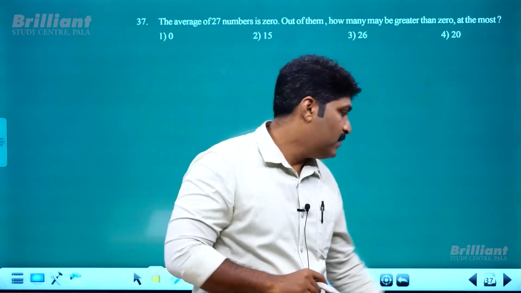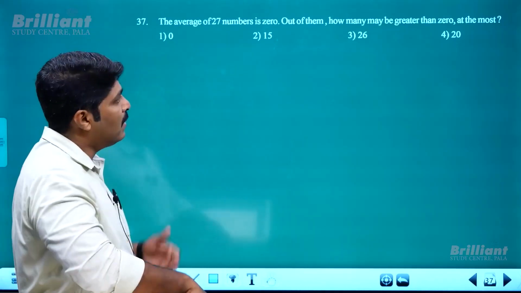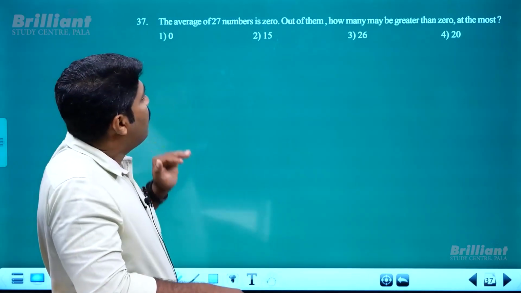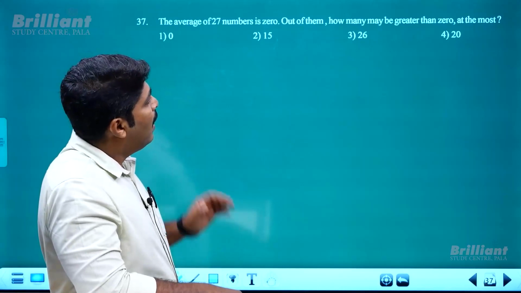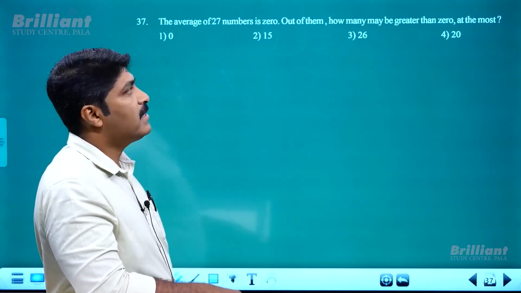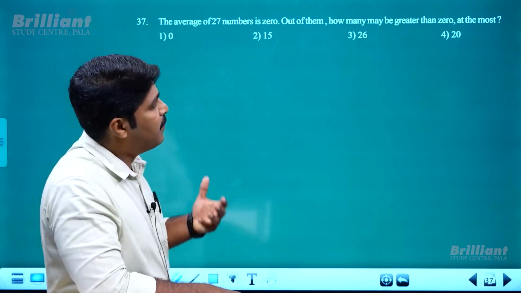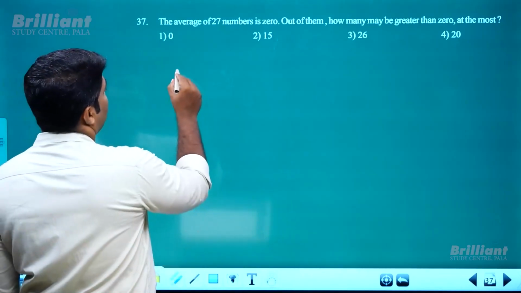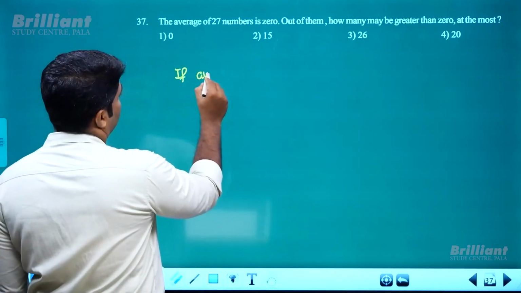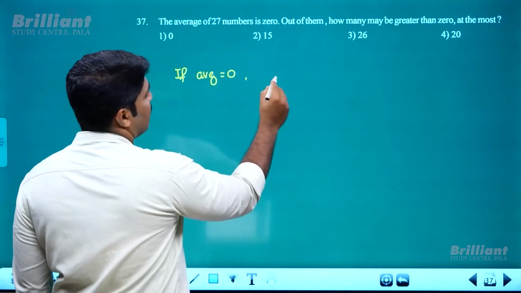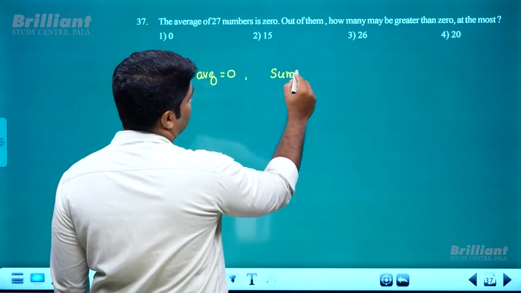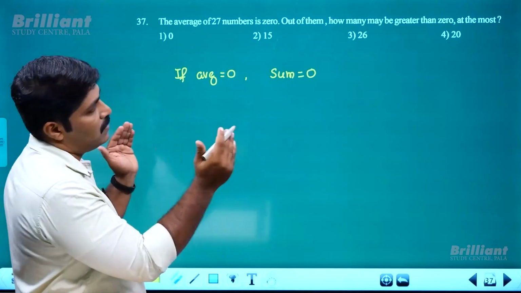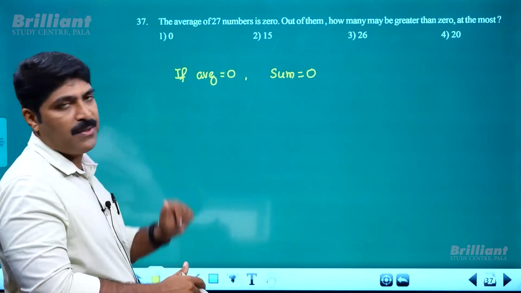Now we can consider another tricky question. It's a concept-wise question based on averages. It is given that the average of 27 numbers is 0. Out of them, how many may be greater than 0 at the most? We need to find out the maximum number of observations which are greater than 0. So here, if average is equal to 0, then the sum is also equal to 0. We have to conclude that the sum of those observations is also equal to 0.